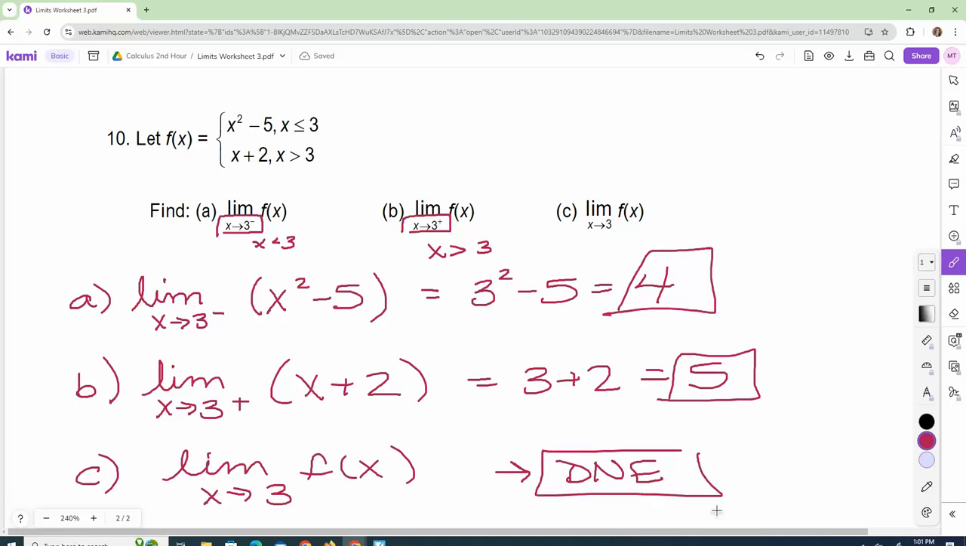So is this any different from the stuff we did before, or is that just like a review? I was just having you do it without the graph this time. In the past, we drew the graph and looked at it, which you could certainly still do. All right. Any questions there?